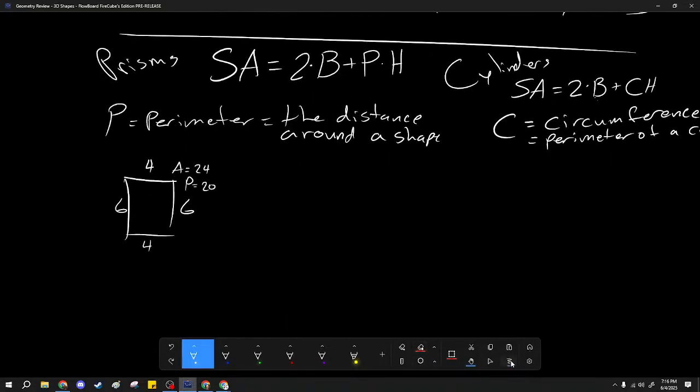We are going to do an example of both. We're going to do an example of a triangular prism and an example of a cylinder, and then we'll move on to the next shapes. So, triangular prism first. Let's go ahead and do that.